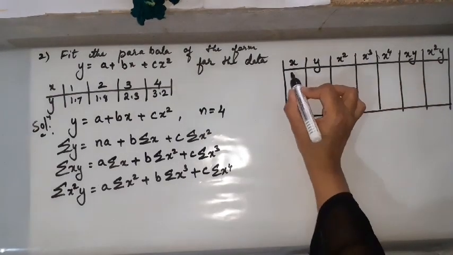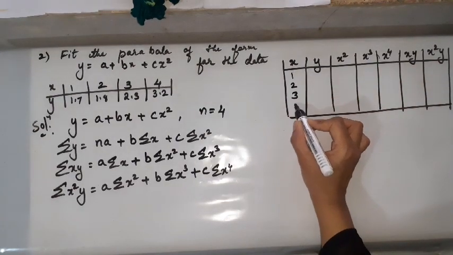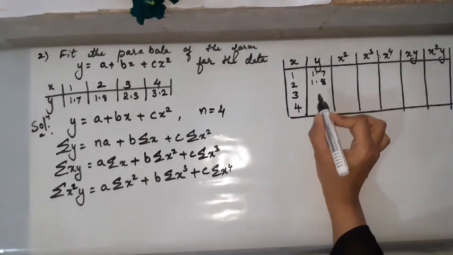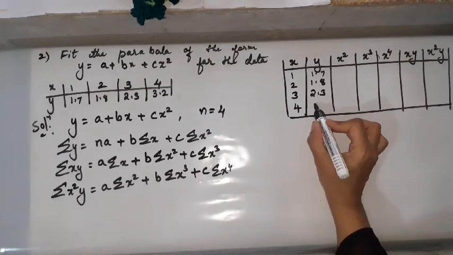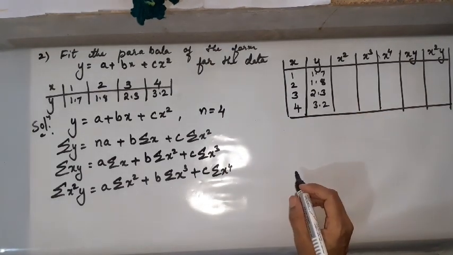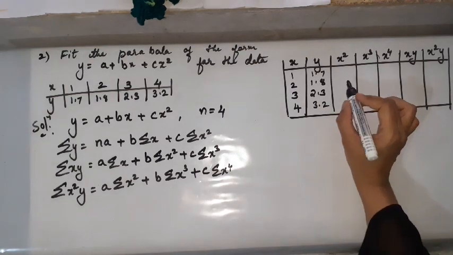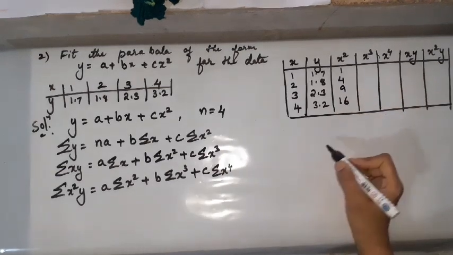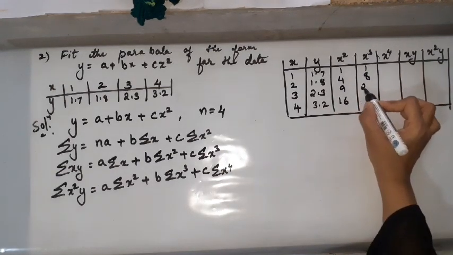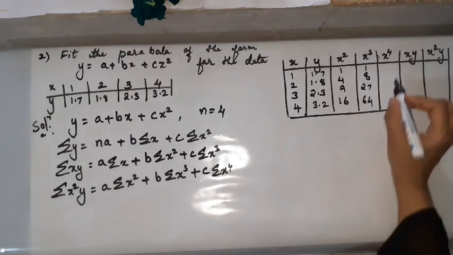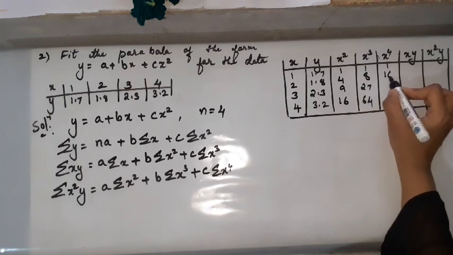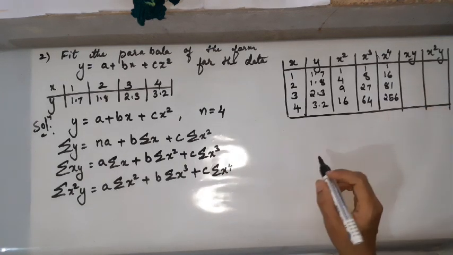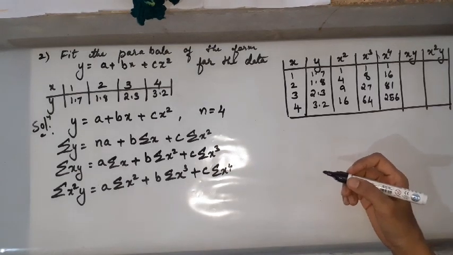So it's 1, 2, 3, 4. Corresponding values are 1.7, 1.8, 2.3, 3.2. I hope it is seen clearly there. Okay. Next, x square. It becomes 1, 4, 9, 16. X cube. 1, 8, 27, 64. X to the power 4. 1, 16, 81, 256. Okay.